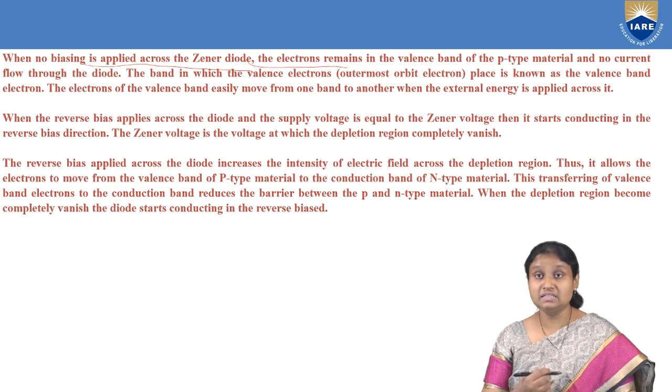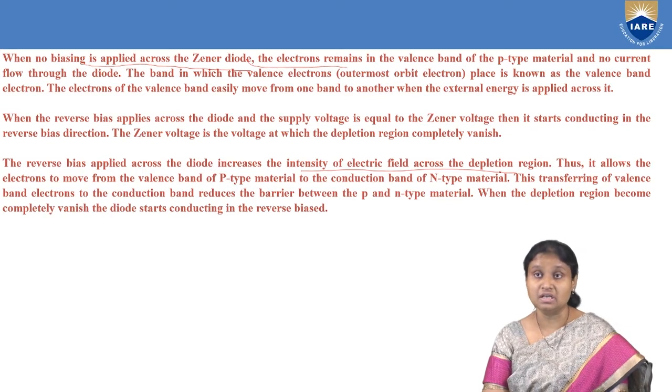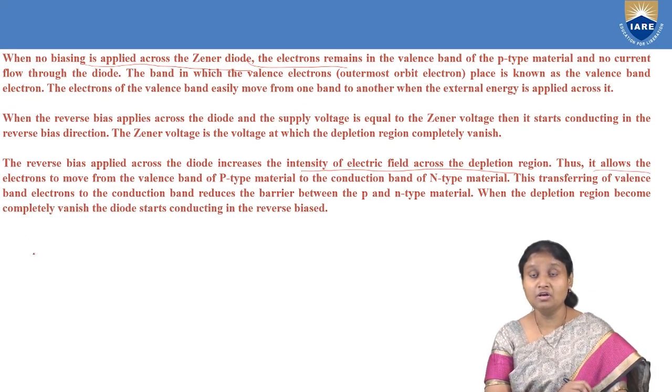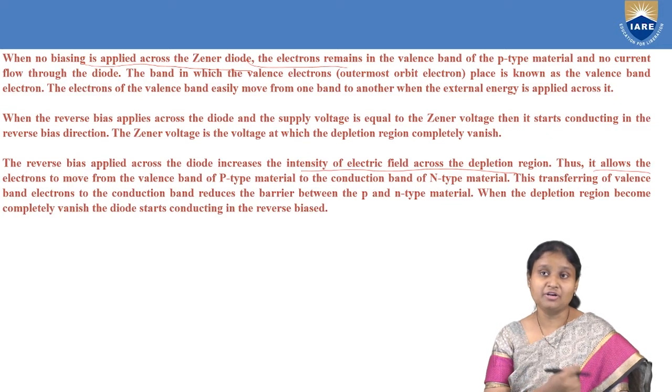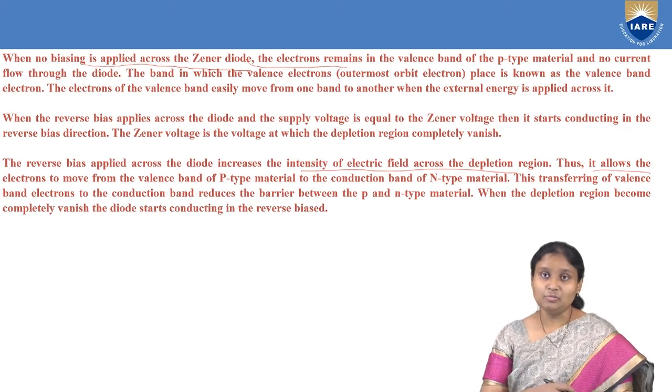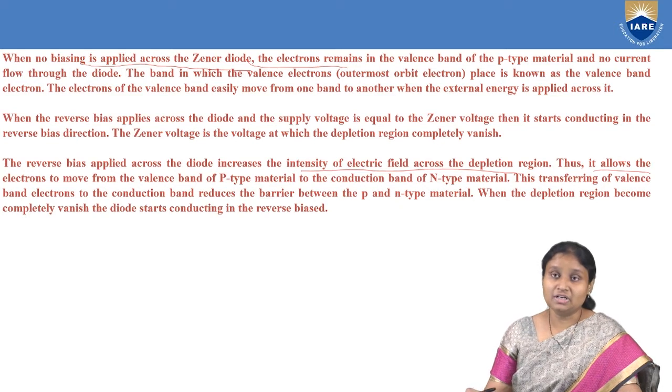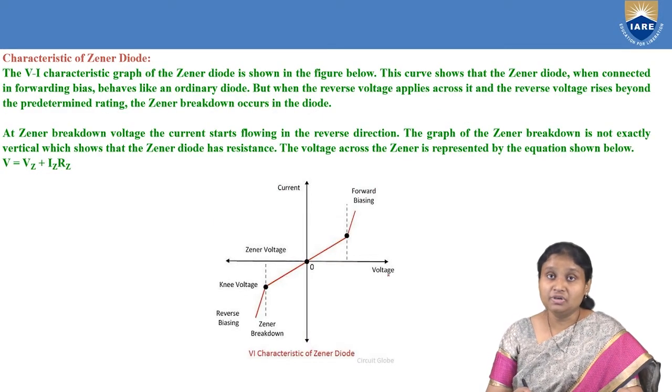And why is the current increasing? Because the intensity of the electric field across the depletion region increases. Because of this increase in the intensity of the electric field, electrons are allowed to move from the valence band of the p-type material to the conduction band of the n-type material. This transfer of electrons gives rise to current, so they make the reverse bias diode conductive. And to understand it better, we are going to take the VI characteristics of the Zener diode.